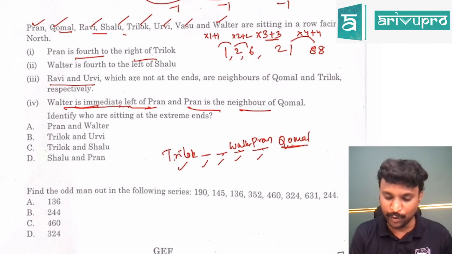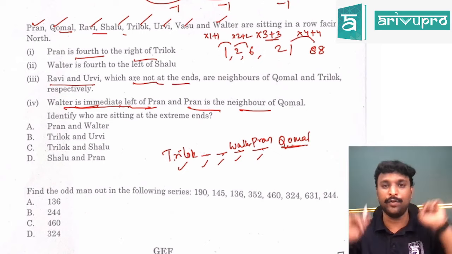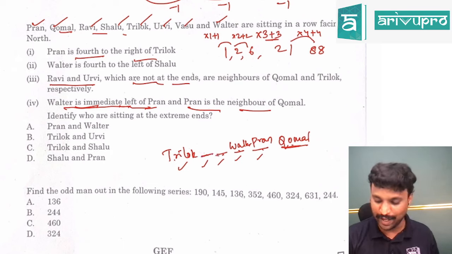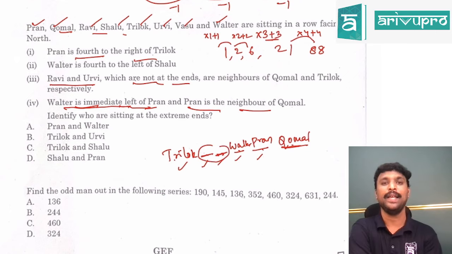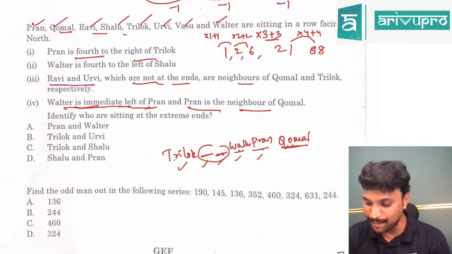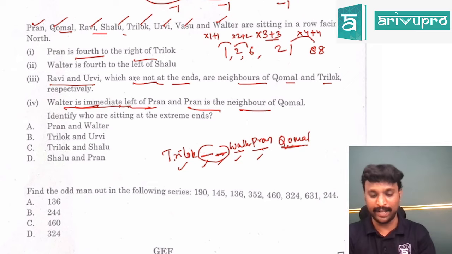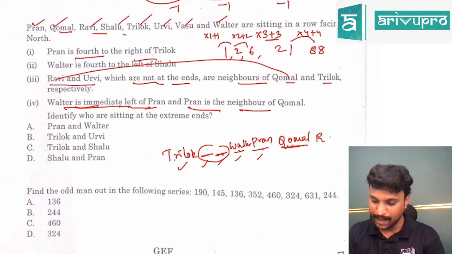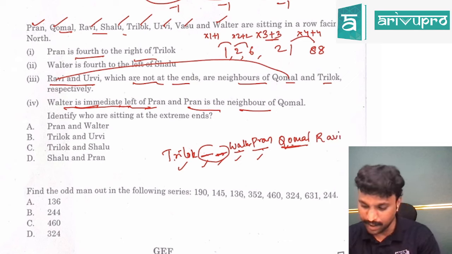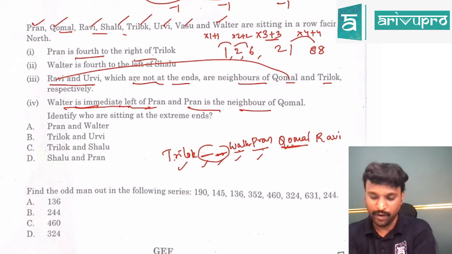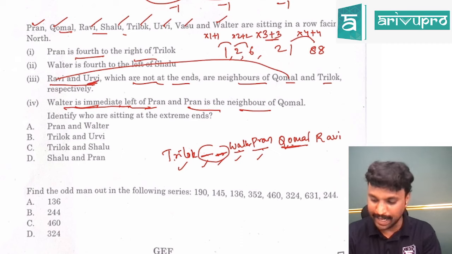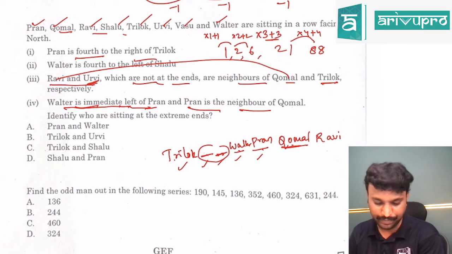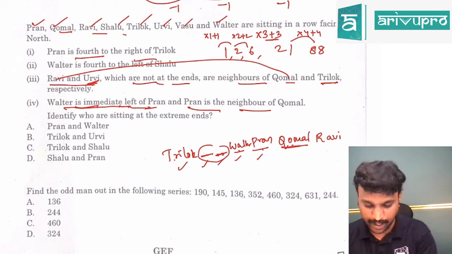Guys, Ravi and Urvi, which are not at the ends. So Ravi and Urvi, you cannot place them at the ends. Definitely Ravi and Urvi must occupy these 2 positions only. Yes or no? Right. And they are neighbors of Komal and Trilok respectively. That means Ravi is a neighbor of Komal. So definitely Ravi must be placed over here. Ravi is a neighbor of Komal and Urvi is a neighbor of Trilok. So where do you place Urvi?